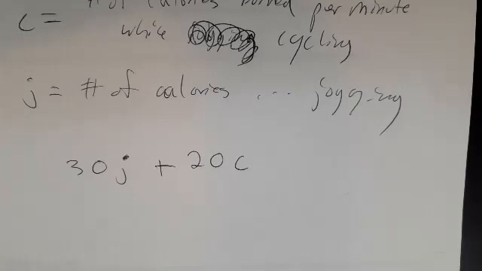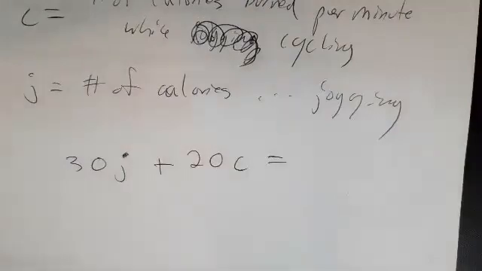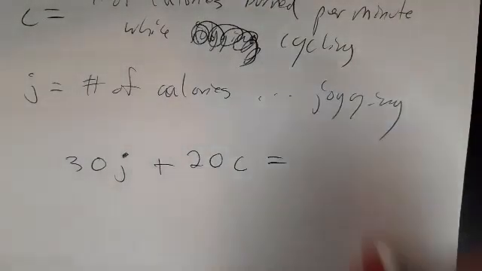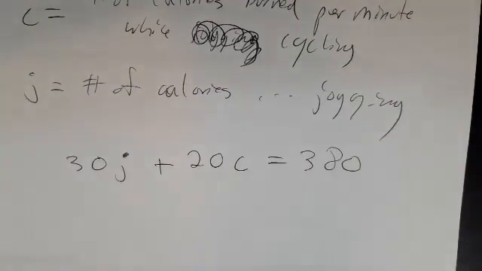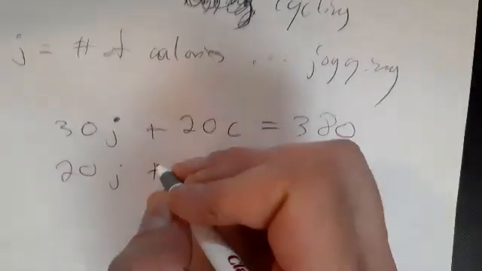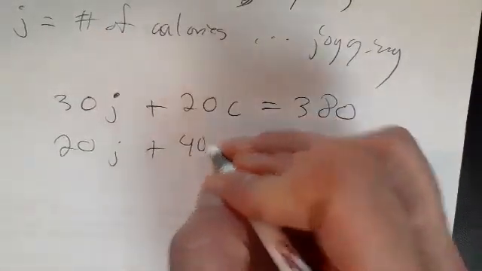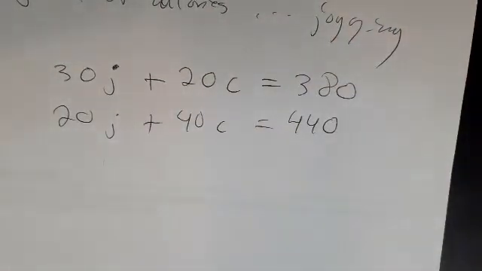This is sort of like when we're doing slopes. If we're burning so many calories per minute, we will multiply that by the number of minutes, right? We want to multiply that by the thing on the bottom, the word that comes after per. Okay, so 30J plus 20C equals 380 calories total. And we can set up a similar equation for the next day. So 20J plus 40C is going to give me 440 calories.